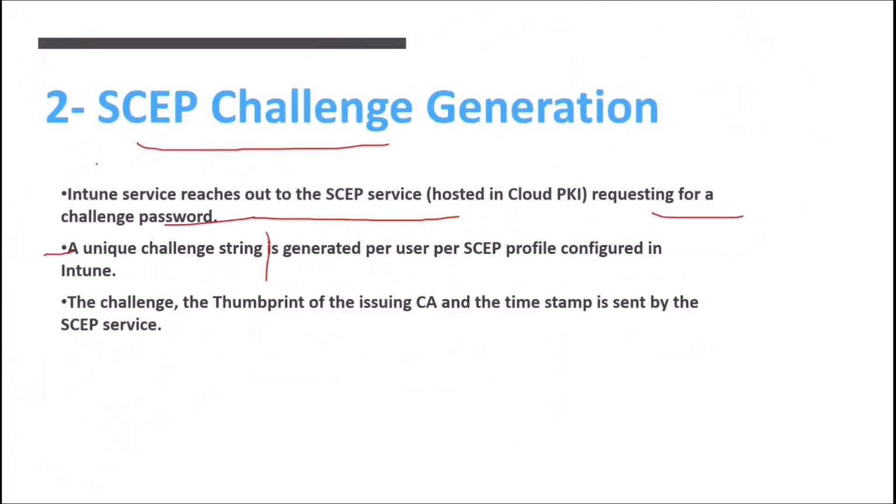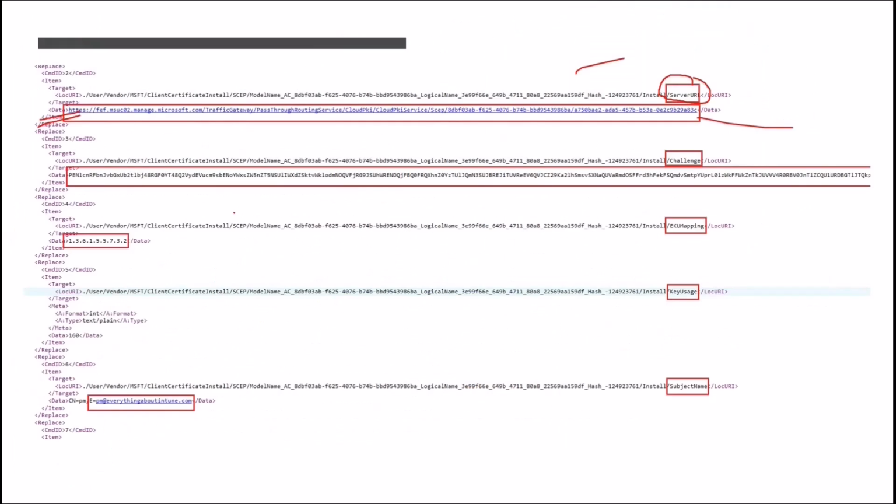So that is what I was showing over here. This is the OMADM logs, I've used the tool by Oliver Kieshelbach, and over here you can see this is the URL. The server URL is over here, and then this is the challenge. This is the encoded challenge or the OTP, as well as these are the other attributes that were there in the SCEP profile, like the subject name to which the SCEP certificate needs to be issued to, which is over here populated with the subject name of the user, which is pm@everythingaboutintune.com, and then the EKU mapping, as well as the key usage that I have selected as a part of the SCEP profile.